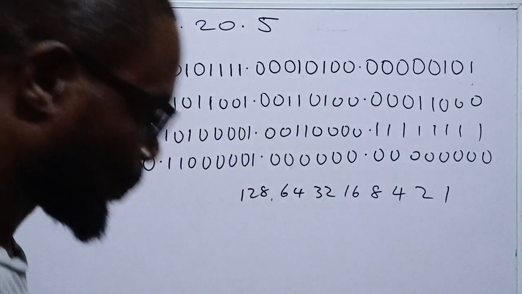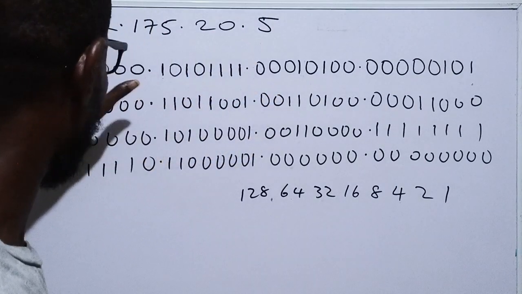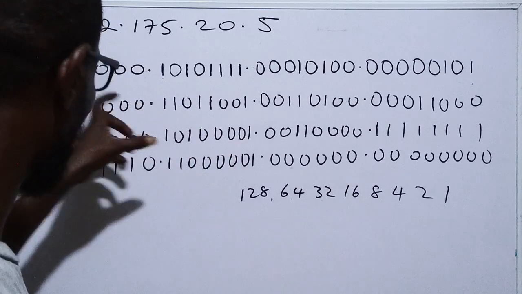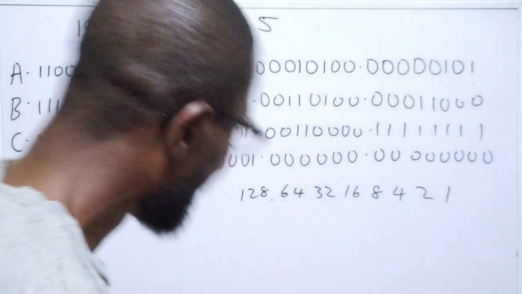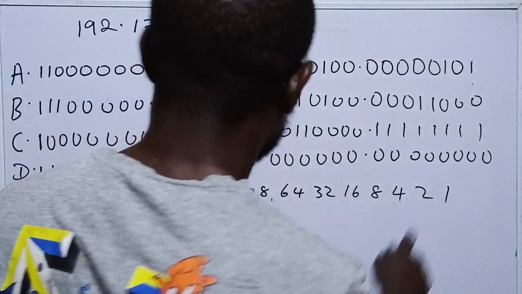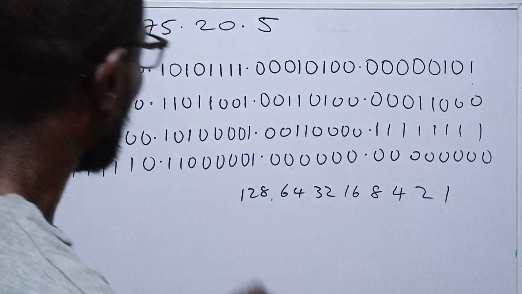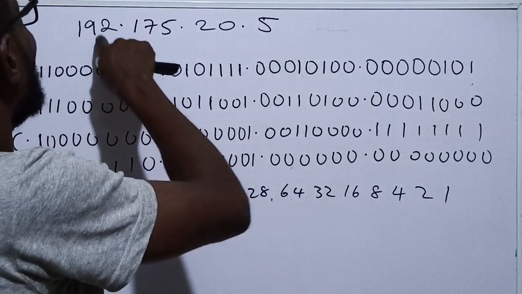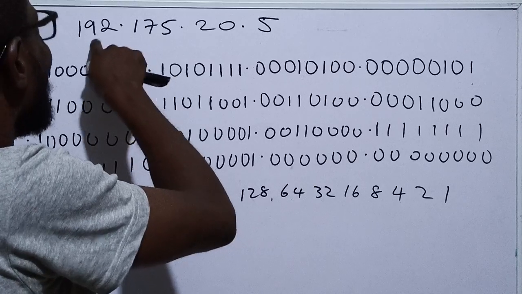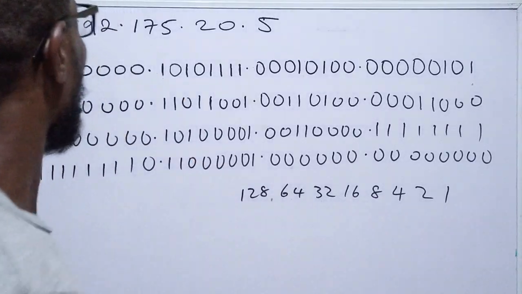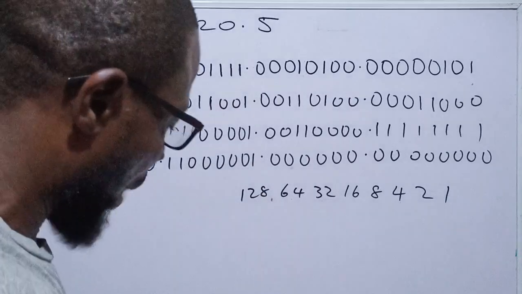Let's convert this IP address into binary digits, and from there you will know the correct option. From these subnetting values, you must know how to subtract from here, because we are going to do this now. We are going to convert this first, using 192 minus 128.